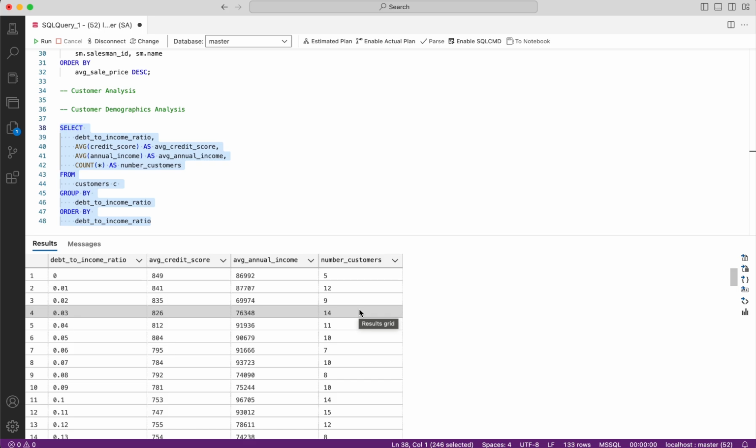So this makes it a significant demographic for business strategies. And in terms of income trends, we can see that income levels don't consistently correlate with the debt to income ratio, suggesting variability in how customers manage their finances.